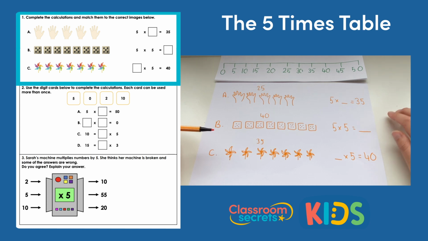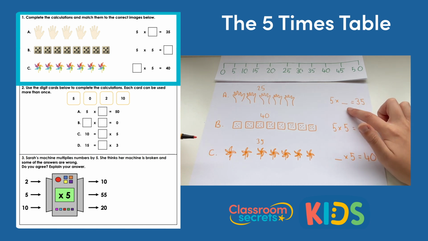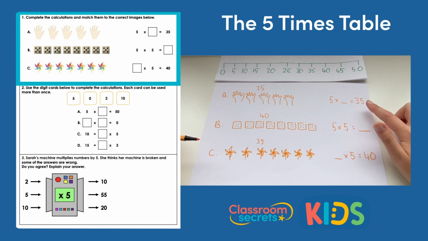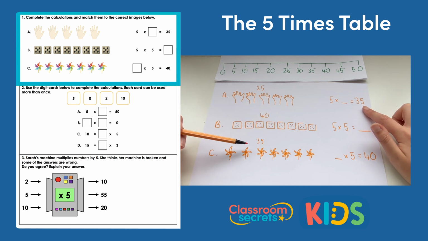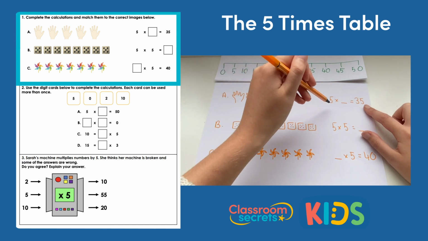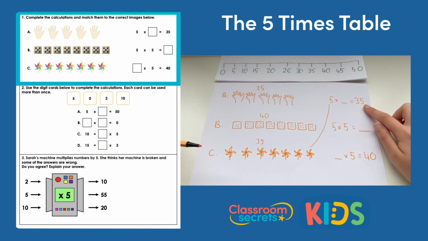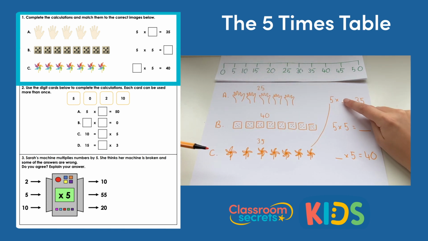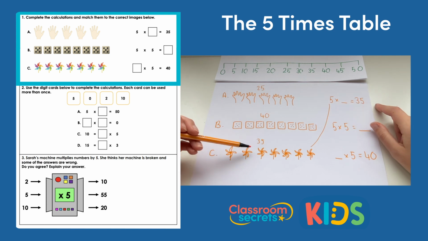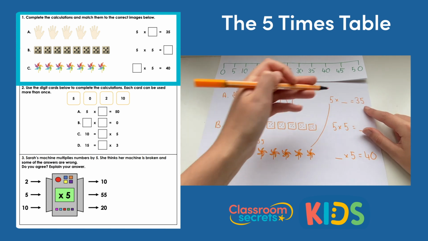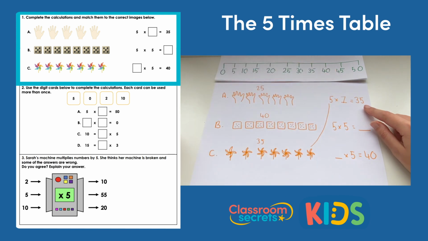So let's look at the missing calculations. We've got 5 multiplied by something equals 35. Well, it matches with the flags because they both show 35. So I'm going to match those up. But now I need to find out what my missing number is. How many groups of 5 are there? Well, there are 1, 2, 3, 4, 5, 6, 7 groups of 5. So 5 multiplied by 7 equals 35.